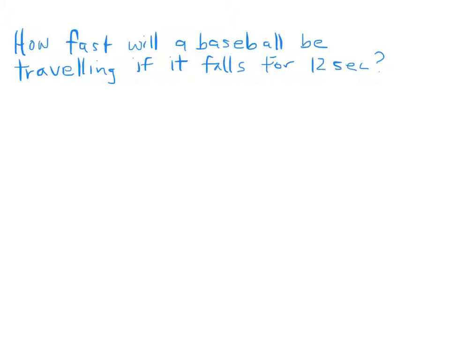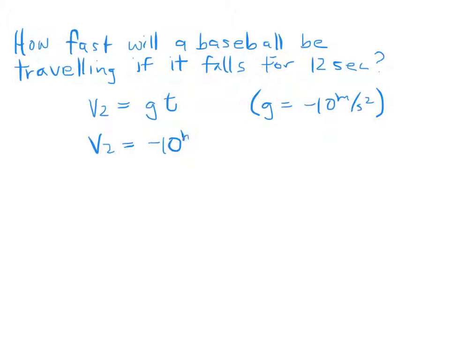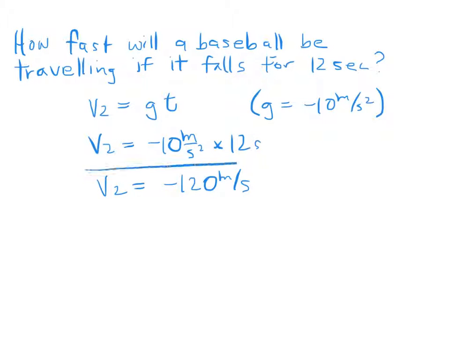Okay, so the equation that you have is that v2 equals g times t, where we know g is negative 10 meters per second squared. So v2 is simply negative 10 meters per second squared times 12 seconds, where the ball is traveling at negative 120 meters per second, which is rather fast. A 12-second free fall might be off of something like the top of the Hancock Tower in Boston, or maybe like the Empire State Building in New York. It's very fast and a long fall.